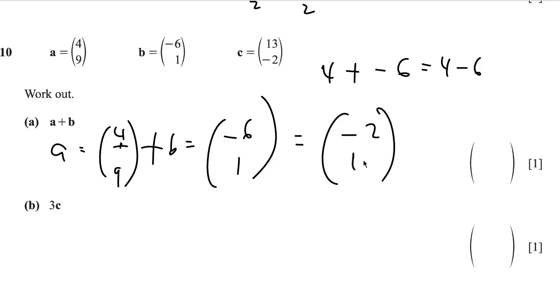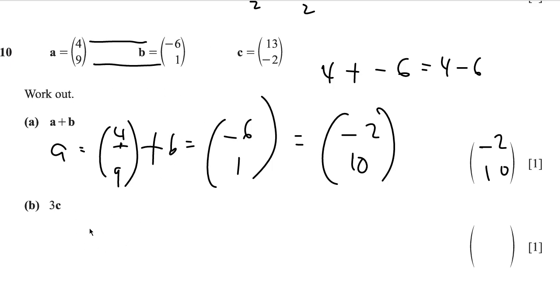Then 9 plus 1 is 10. Right? So negative 2, 10. So that's the value of A plus B. So we just add each component accordingly. This to this, this to this, right? And then we add them.